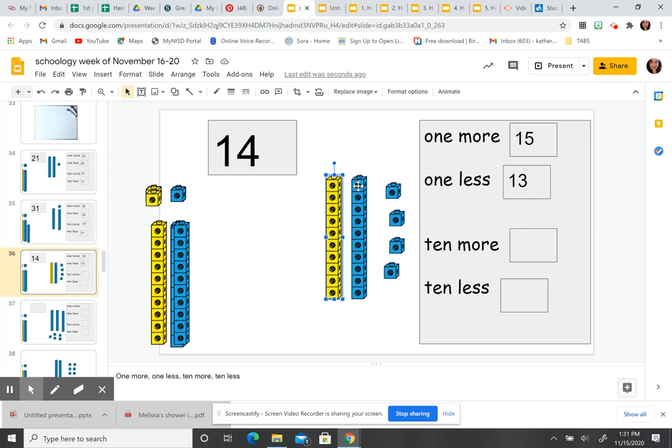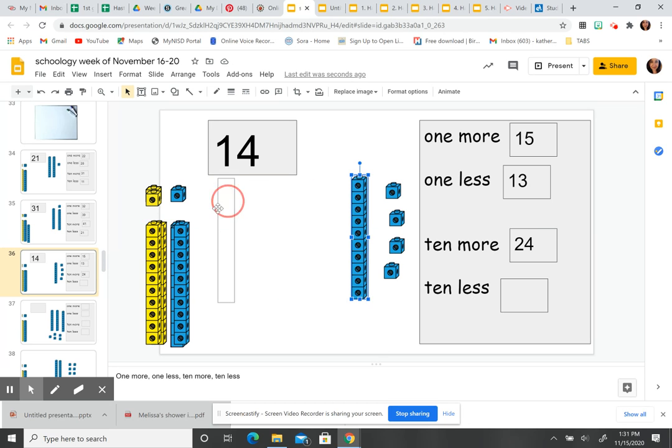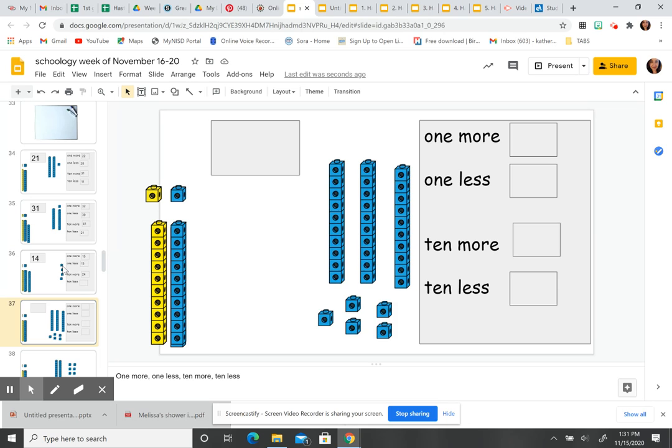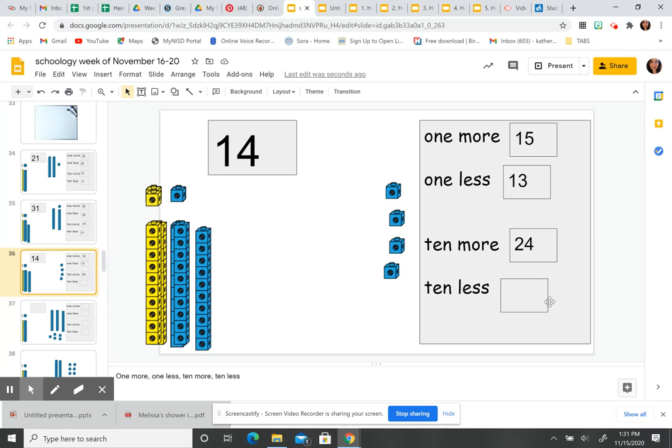Okay, 10, 20, stop, 21, 22, 23, 24. So when I add 10 more to 14, I get 24. I've got to reset back to 14. 10 less. So I'm not going to take away a 1, I'm taking away a 10. And count to see what you have. And you should have counted 1, 2, 3, 4. So 10 less than 14 would be the number 4.